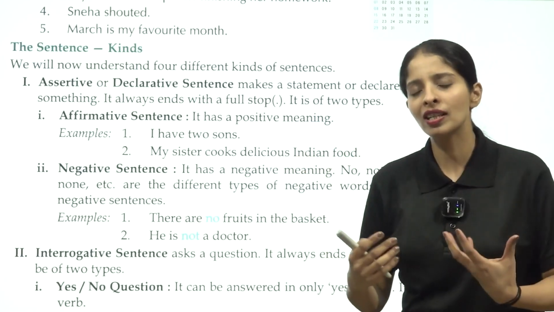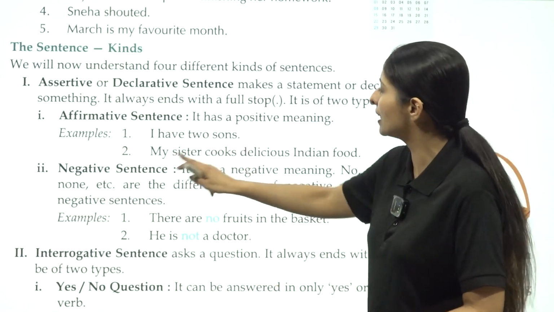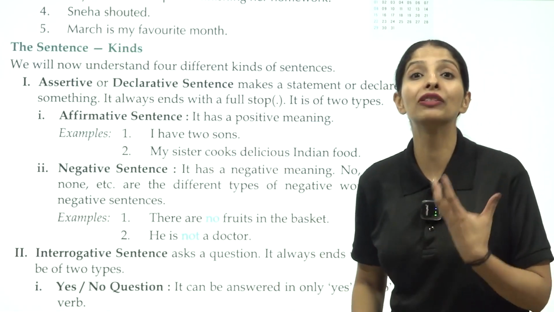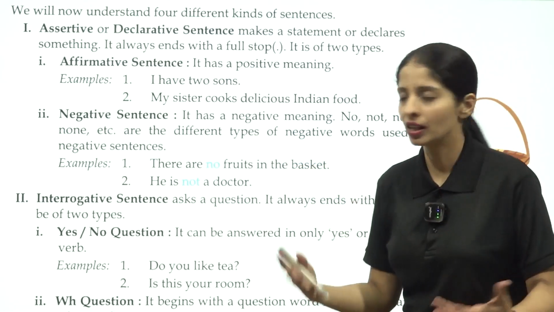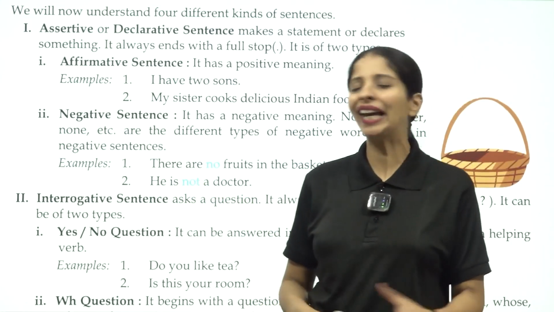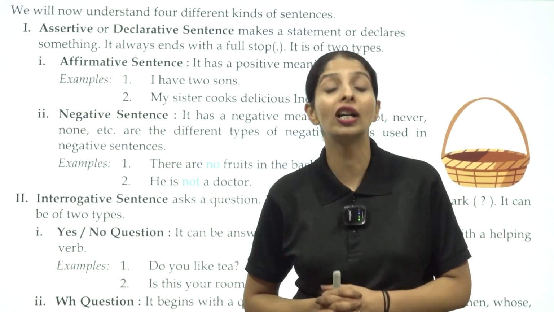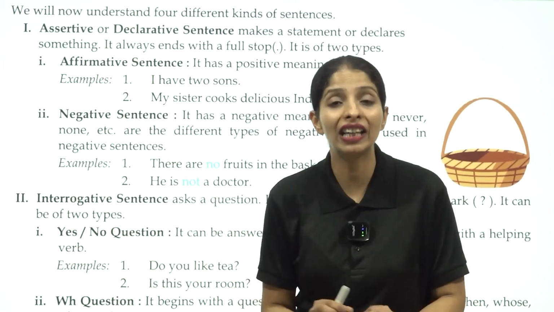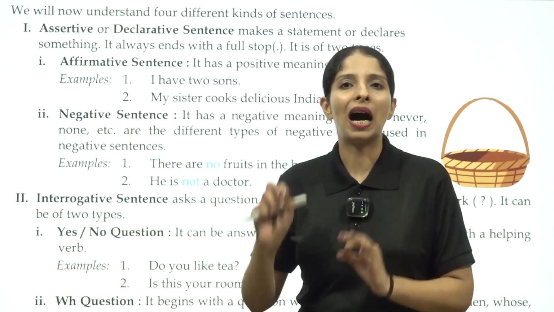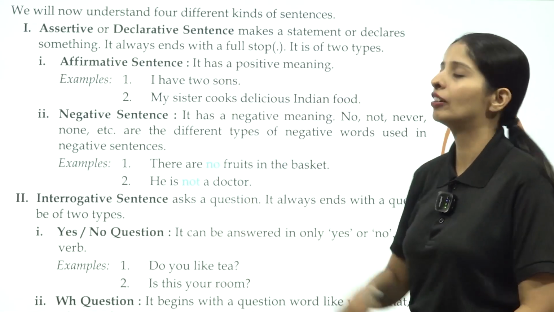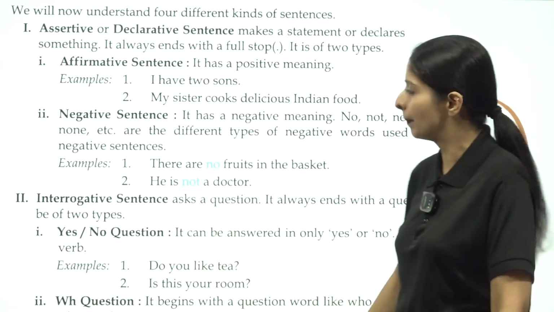Affirmative sentences are those which are positive, like I have 2 sons, right? My sister cooks delicious Indian food. That is positive. Negative: there are no fruits in the basket. He is not a doctor. He is not a good teacher. So these are negative because I'm using not here. So not means negative, but both affirmative and negative are part of assertive or declarative sentences, right? They both always end with a full stop.